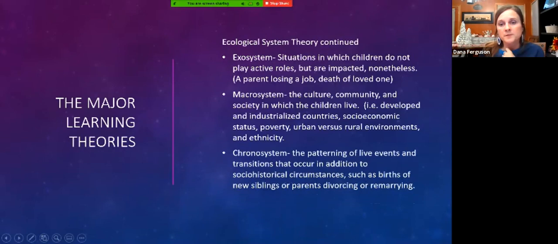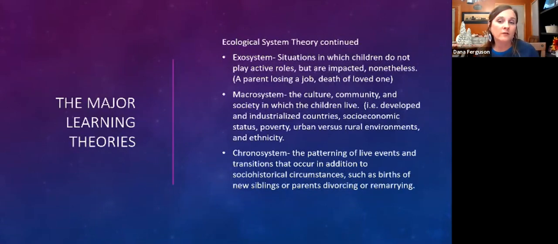And then there's the chronosystem, the patterning of life events and transitions that occur in addition to socio-historical circumstances, such as births of new siblings or parents divorcing or remarrying. And these absolutely affect the development of a child as well. We all know about the different syndromes, the oldest child, the middle child, the youngest child, and those are real. And if you've been the only child for a while and then another child's born, that's going to affect you. Even if you haven't been the only child for a while and there's another child born, that affects you in certain ways. Parents divorcing, that for sure does.